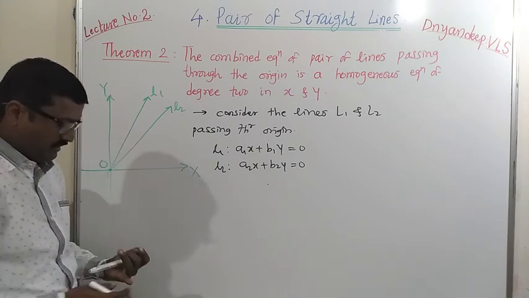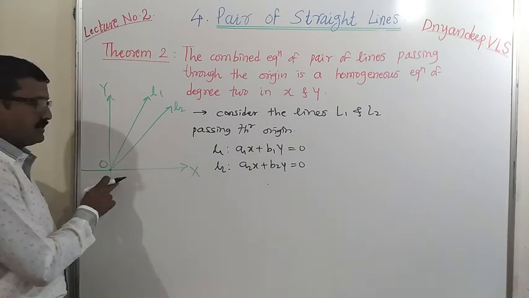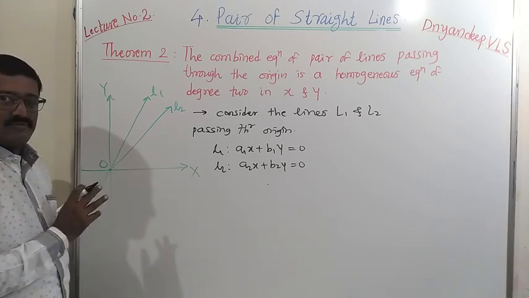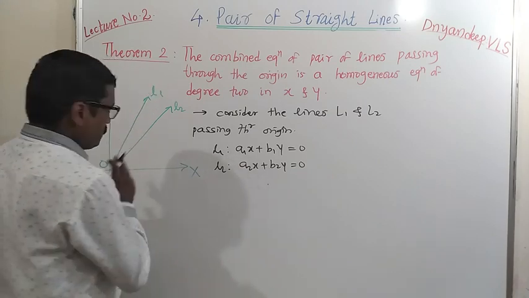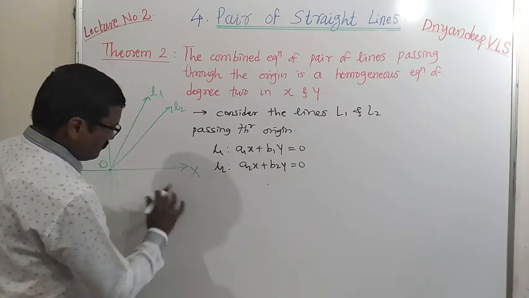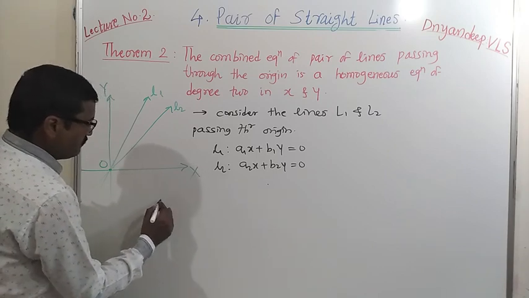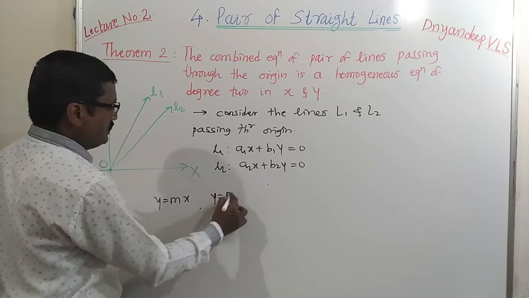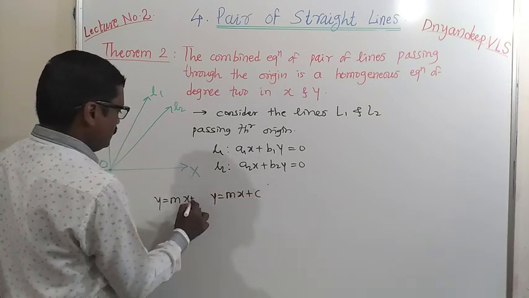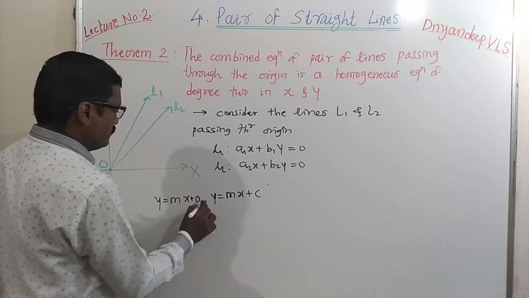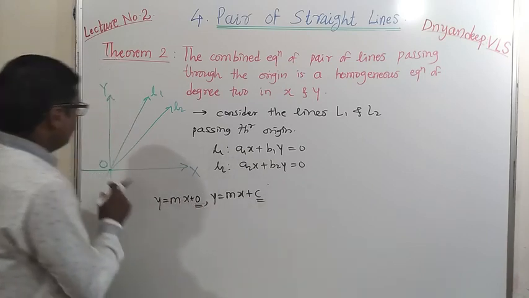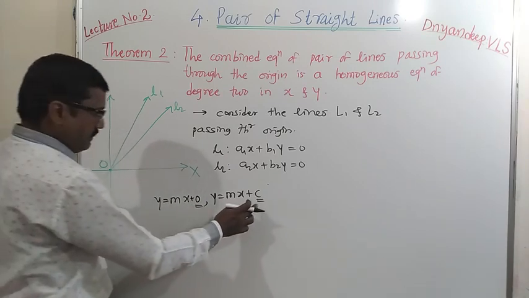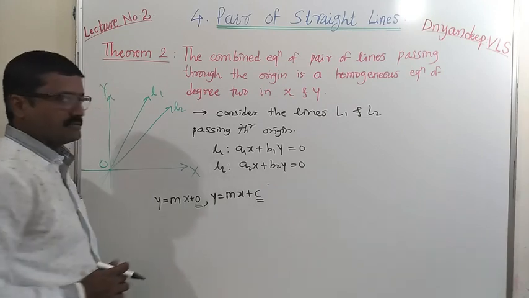We know whenever we take any line, it may pass through the origin or it may not. If a line passes through the origin, then its equation is y is equal to mx, and if it does not pass through the origin, then its equation is y is equal to mx plus c. Here this c is the y-intercept, and if the y-intercept is 0, then the line passes through the origin. If the y-intercept is non-zero, then the line does not pass through the origin.